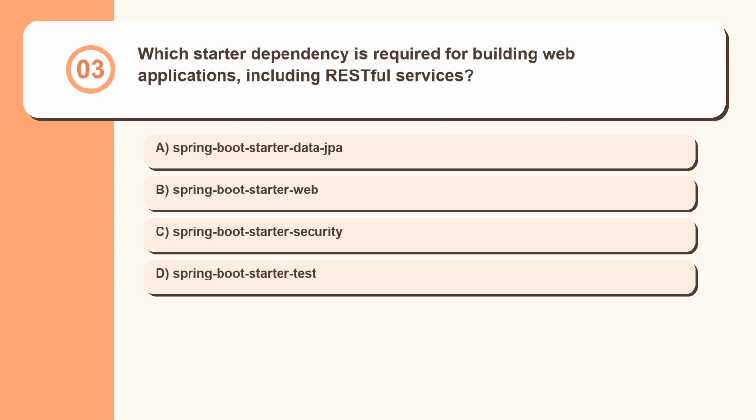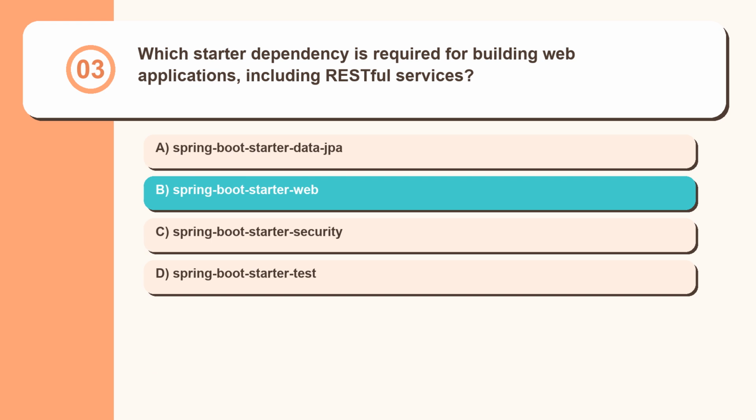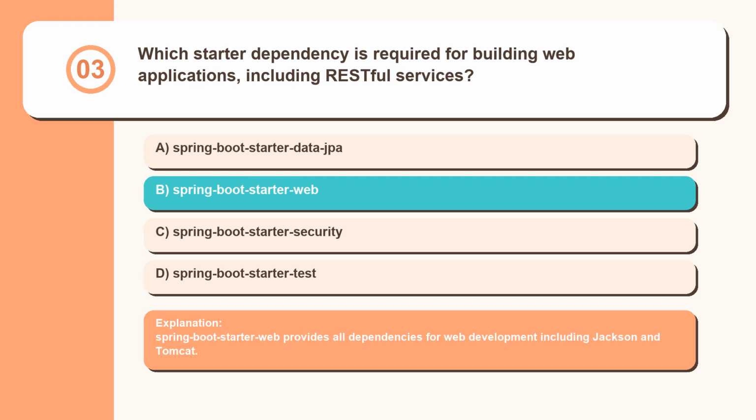Question 3. Which starter dependency is required for building web applications, including RESTful services? Spring Boot Starter Data JPA, Spring Boot Starter Web, Spring Boot Starter Security, Spring Boot Starter Test. Spring Boot Starter Web provides all dependencies for web development including Jackson and Tomcat.